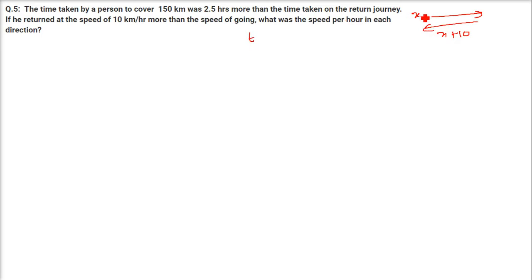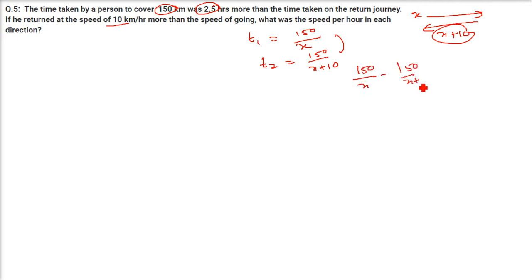So time while going on this side, that is say t1, is distance, which remains the same, 150, by x, but he returns, t2. Let us take it as return. He returns at x plus 10, that is the speed which is 10 km higher than what he went. Distance remains the same, the speed he increased by 10. Now the difference of these two times is 2.5 hours. So 150 by x minus 150 by x plus 10 is equal to 2.5 hours.